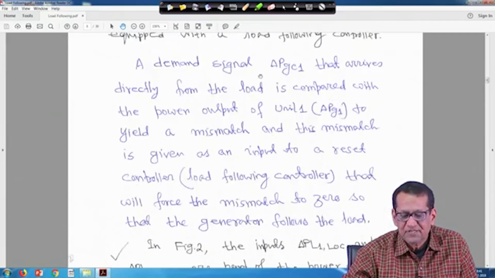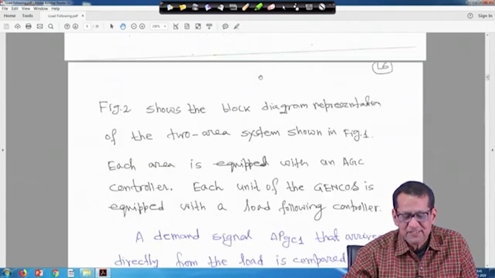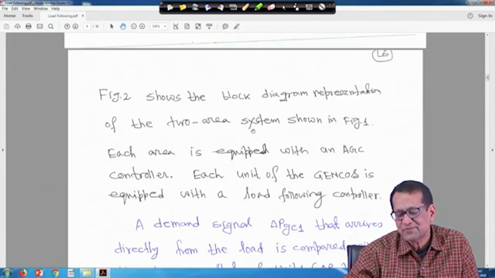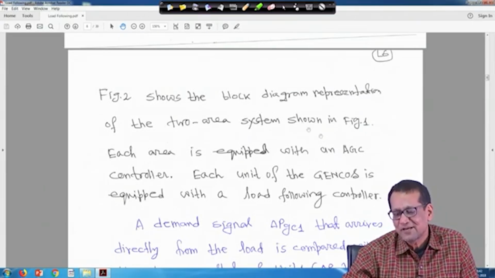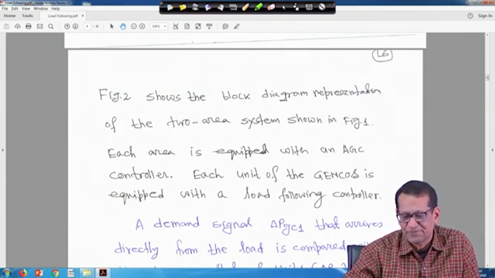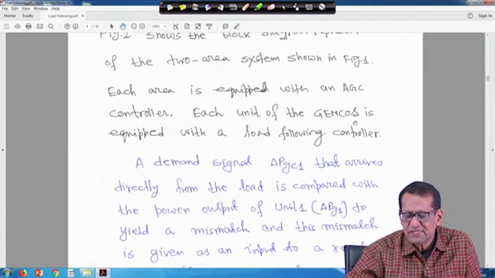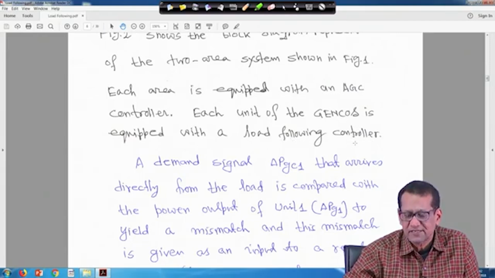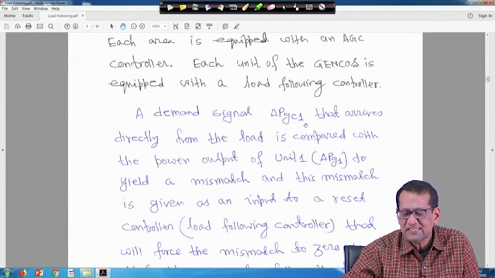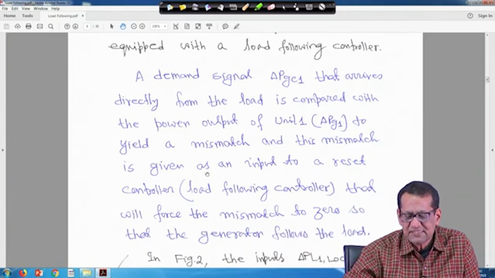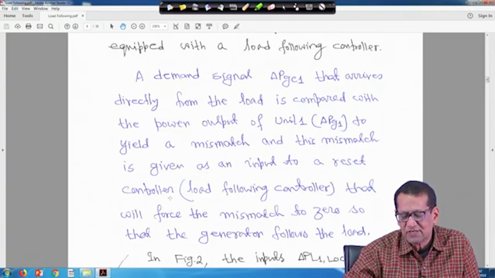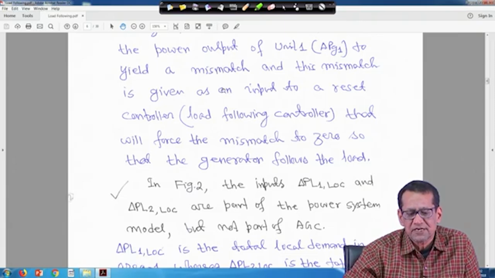So now, this is whatever about the block diagram I explained. Figure 2 shows the block diagram representation of the two area system shown in figure 1, right. Figure 1 is schematic and figure 2 I explained to you. Now, each area is equipped with an AGC controller. So, each unit of the GENCOs is equipped with a load following controller, right. So, a demand signal, that is delta PGC1, that arrives directly from the load is compared with the power output of unit 1, that is delta PG1 I told you, to yield a mismatch, and this mismatch is given as an input to the reset controller, that is nothing but the load following controller, right.